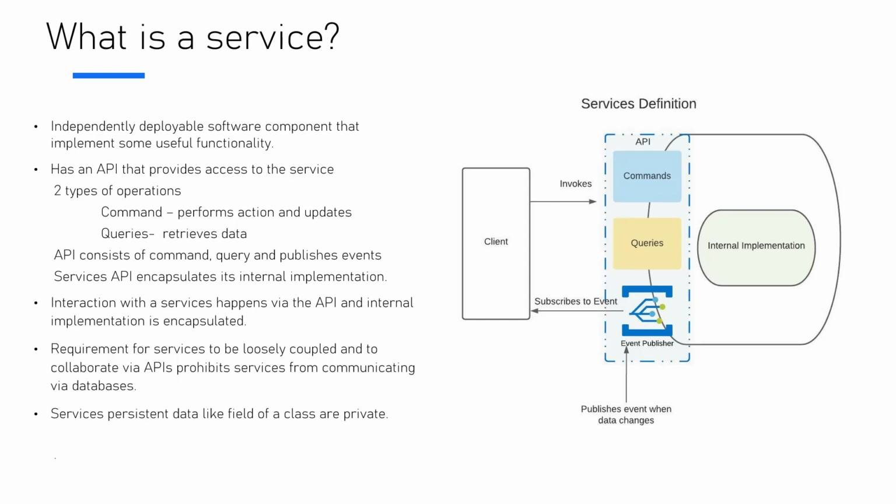Basically, commands, which perform actions and updates. So basically create, update, delete, those kinds of operations, and queries, which retrieve the data. Now, an API consists of commands, queries, and published events. Typically, the event piece is really about how services collaborate with other services.